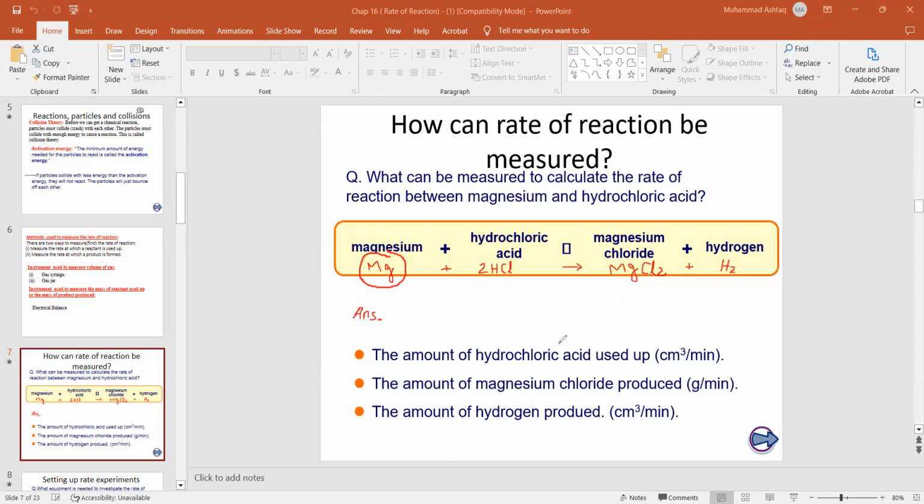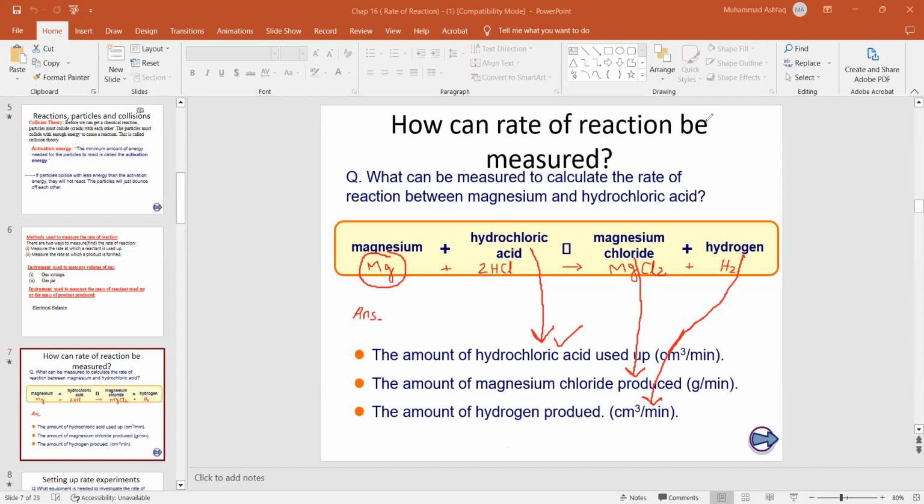The amount of hydrochloric acid used, we can measure this, how much it's used up. Second, the amount of magnesium chloride produced, it means the product, how much is formed. And the third is the amount of hydrogen produced, again a product we can measure. So we have three things that help us find the rate of reaction. If we can measure any of them, we can easily get the amount used or formed.